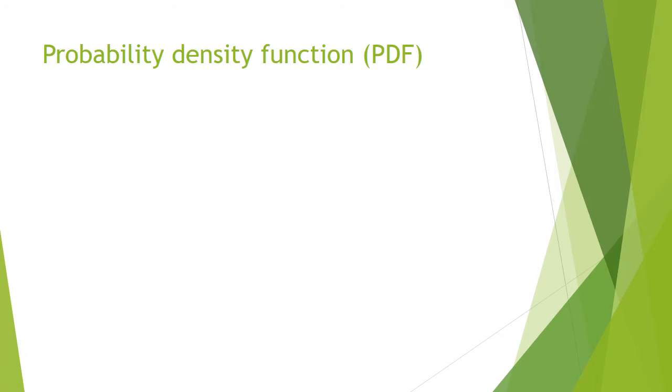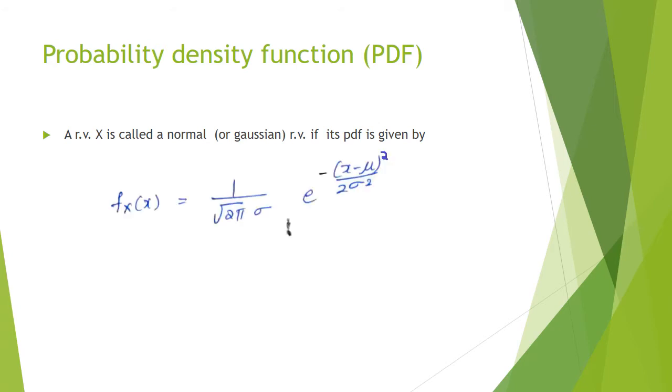So the probability density function, first we are going to discuss that. The PDF, the probability density function, for normal distribution is given as fx of x equal to 1 by root 2 pi sigma, which is the amplitude, and it varies exponentially as e raised to minus x minus mu whole square divided by 2 sigma square. Now the terms: sigma is the standard deviation, sigma square is the variance, and mu is the mean.